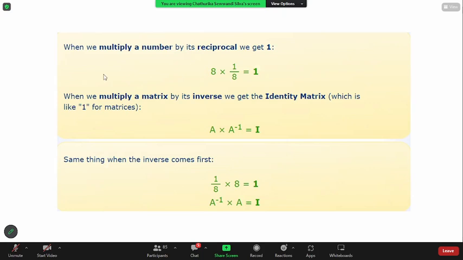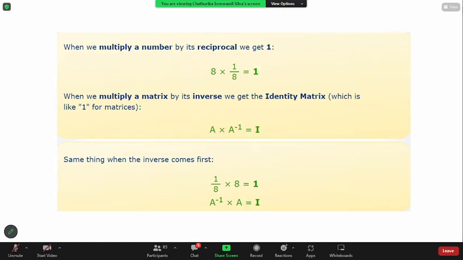So likewise, under the matrix world, when we multiply a matrix by its inverse, we get an identity matrix. So you know that. In the number world, the meaning of one, the unity, when we come to the matrix world, is represented by the identity matrix, right? It is represented as I, the identity unity matrix.